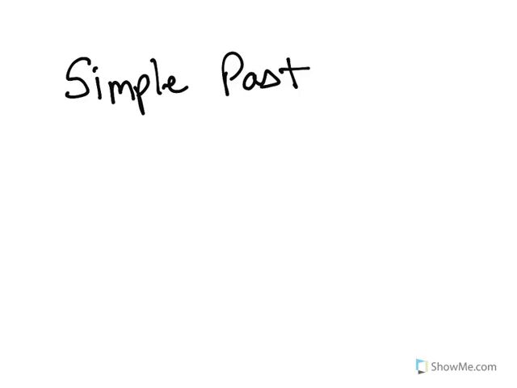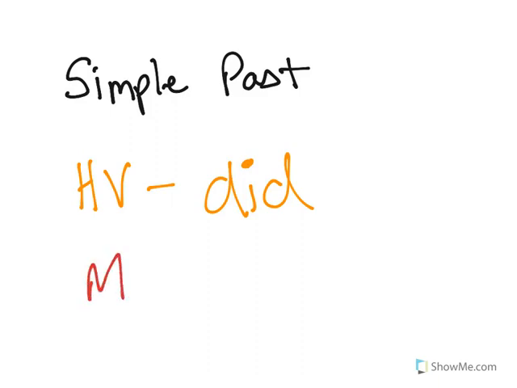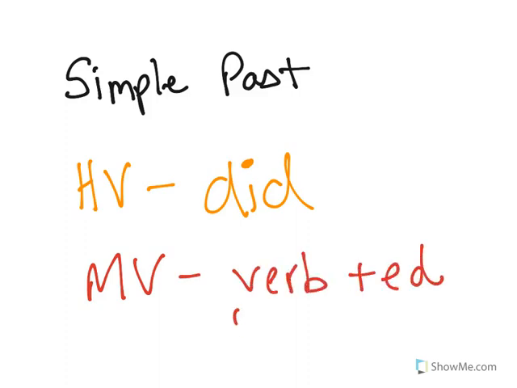In this video, we're going to talk about the simple past tense. Fortunately, the simple past tense is pretty simple. For the simple past tense, we're going to use the helping verb did, and we're going to use it for all subjects. When we're not using a helping verb, our main verb is going to be the verb plus the ed form, or the second form of the verb, if it's an irregular verb.